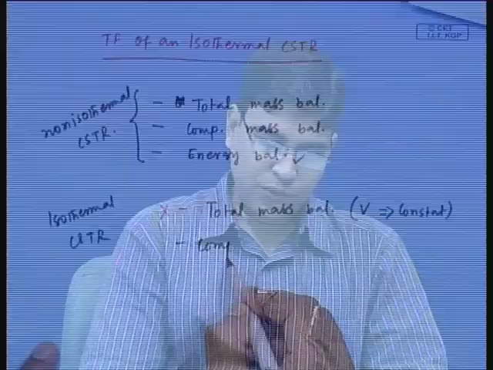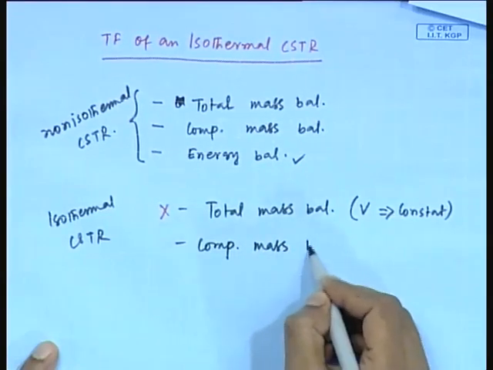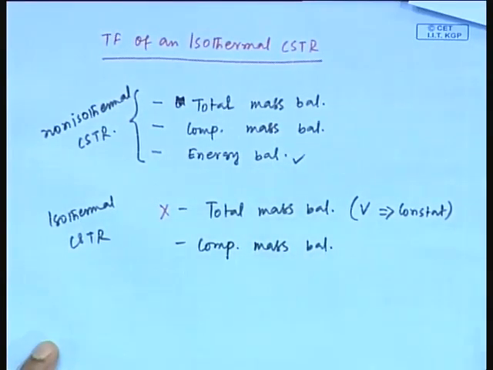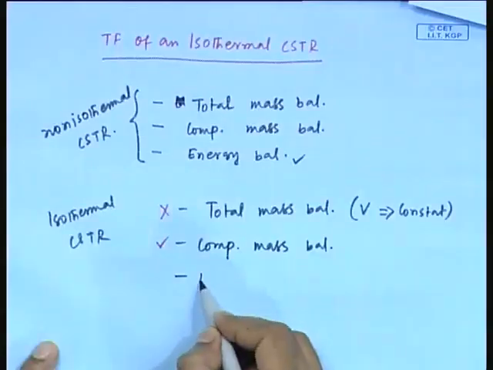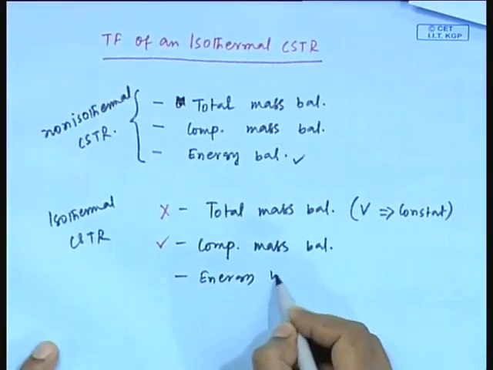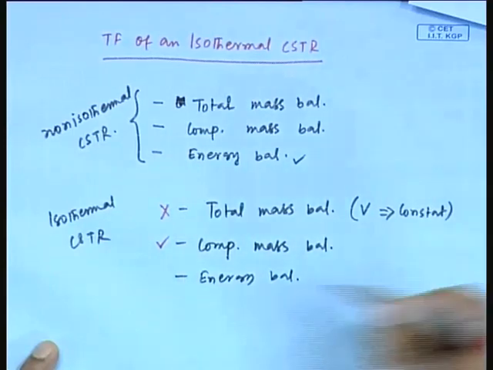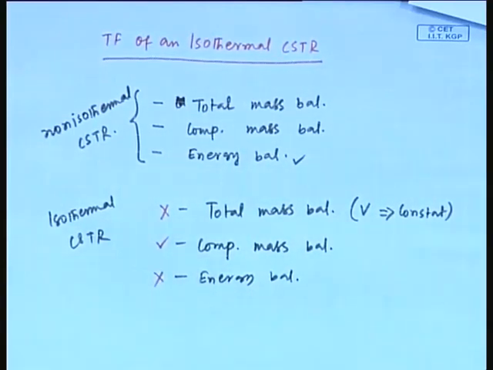Second is the component mass balance. We will consider the component mass balance. And the third one is the energy balance. The energy balance does not exist for the isothermal case. So, presently we are considering the isothermal CSTR, which includes only the component mass balance equation.